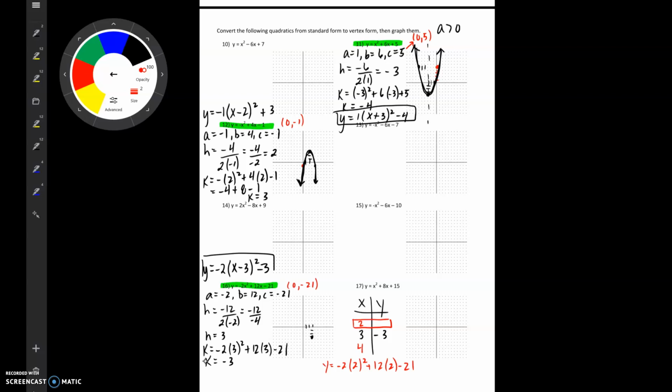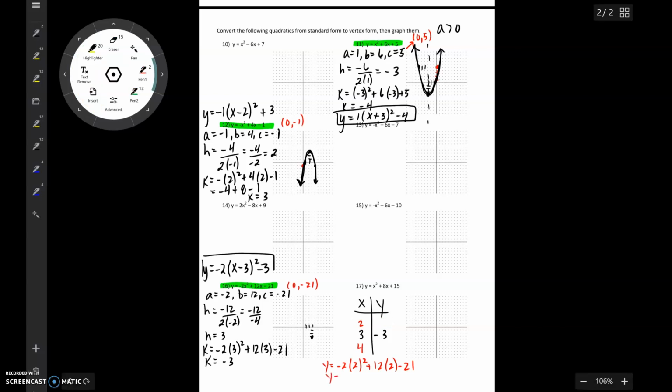All right, pause the video, plug that into your calculator, get an answer for me. All right, I got y is equal to negative 5. So I know that 4, negative 5 will also be a point on the parabola, again, using my symmetry fact. So I'm going to plot 2, negative 5, and 4, negative 5. Those are the 3 points that I need. A is negative, so it verifies that I have a downward facing parabola. And there are your 5 solutions to the worksheet.